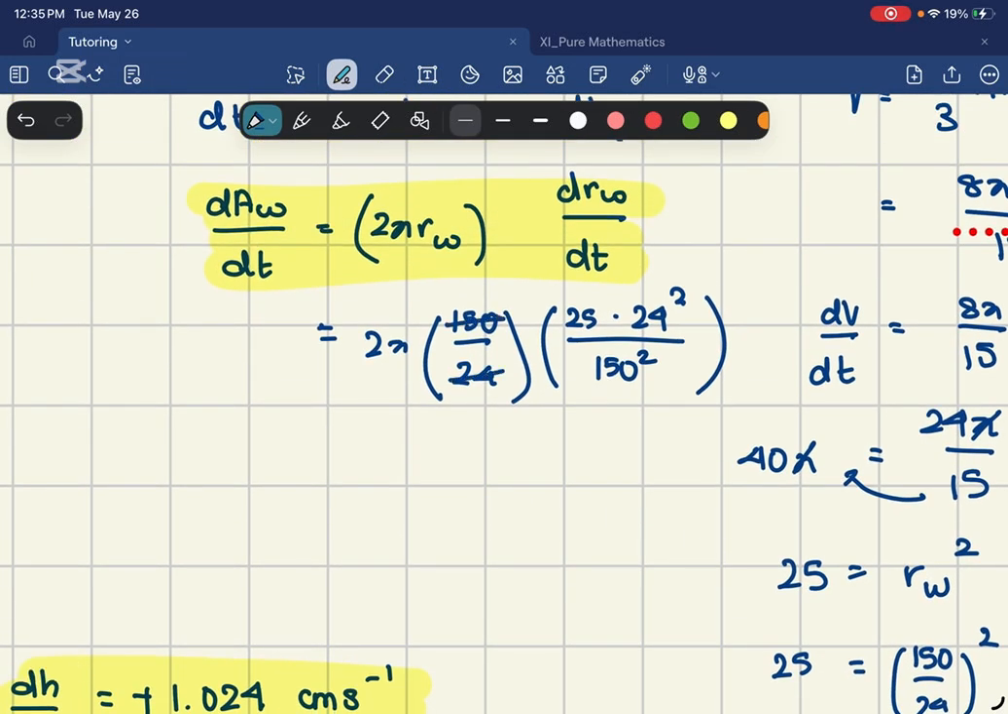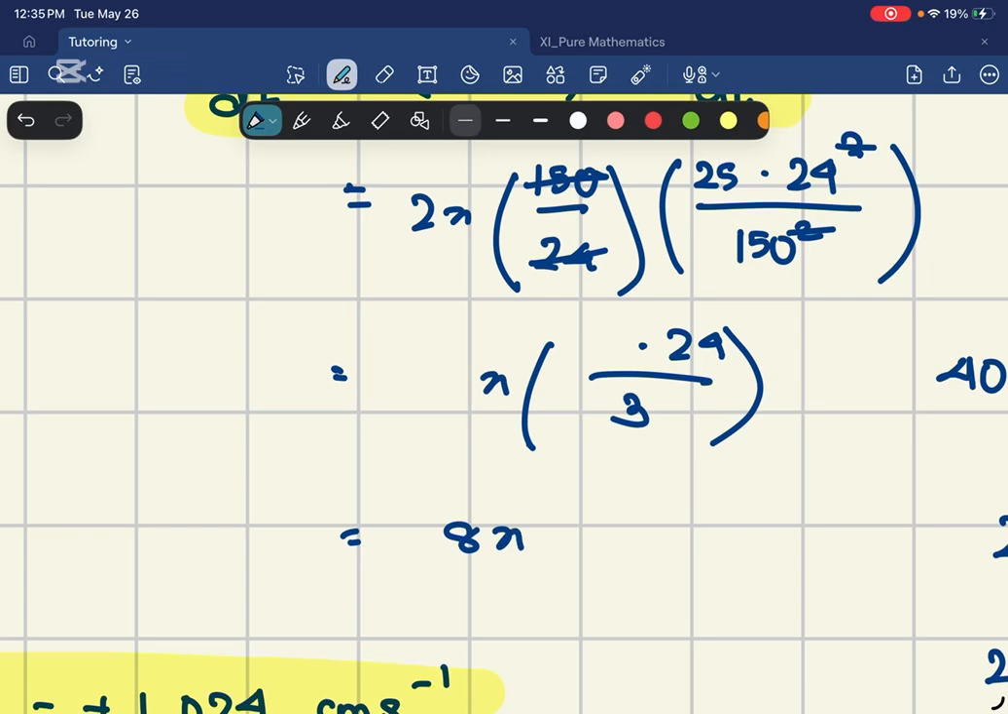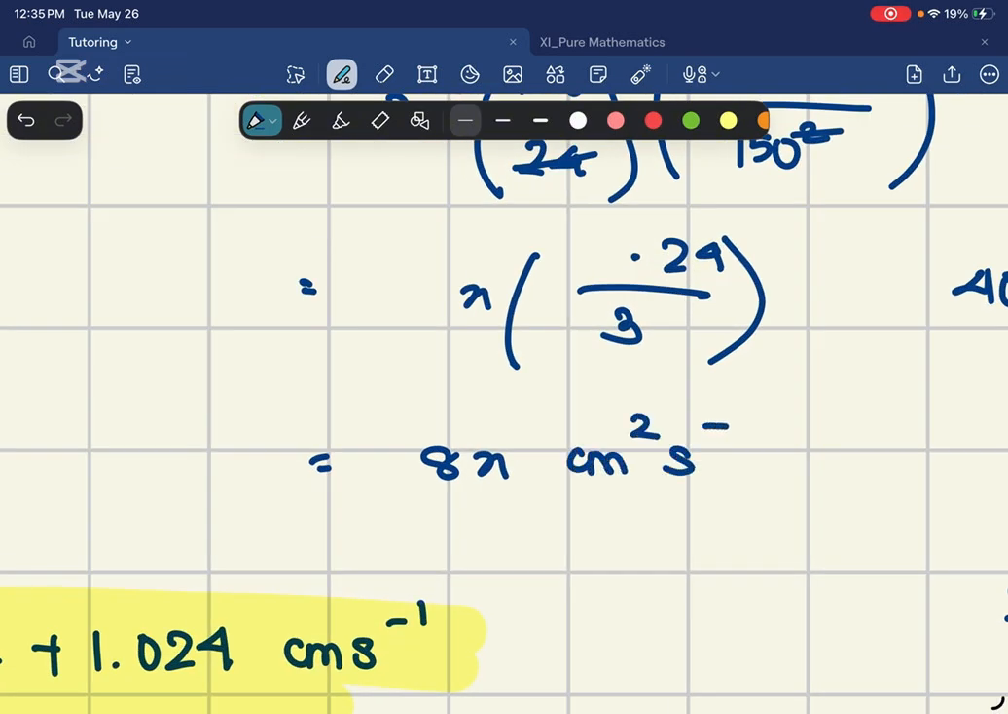Now I can do some simplifications. These will cancel out. So I have 25. Essentially what I have is 2 pi times 25 times 24 divided by 150. 2 times 25 is going to be 50. 50 times 3 is going to give me this. So overall, your answer is going to be 8 pi. 24 divided by 3 is going to give you 8 pi. And your units, because it's dAW by dt, has to be centimeter squared per second. And that is your final answer.